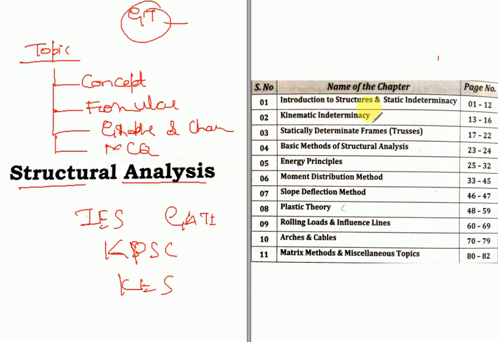So let me come to the names of the chapters. The first chapter is static indeterminacy and kinematic indeterminacy. These two topics are very important. There will be a minimum of 2 to 3 questions in all the examinations.